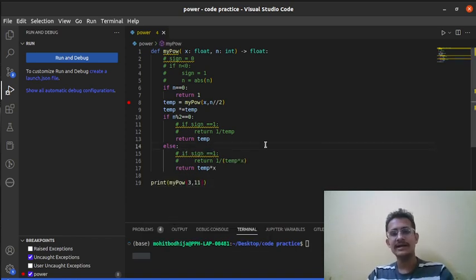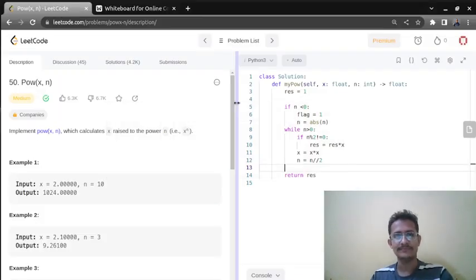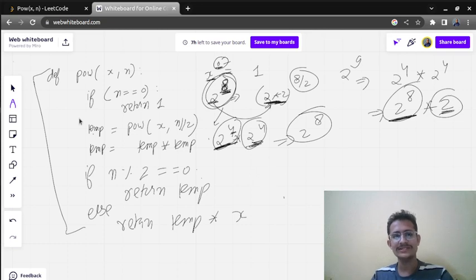Now we need to handle the negative case. I have added one sign variable which is 0 initially. If n is less than 0, I have initialized sign with 1. It means that the number is negative. Then I have set n as absolute of n, which means n has become positive now. Now we are sure that everything is going to be the same.